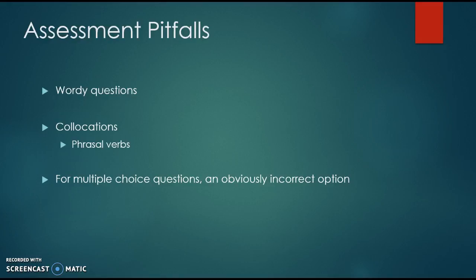Likewise, we want to think about our use of collocations and phrasal verbs very carefully. Now, sometimes if you're teaching collocations and phrasal verbs, of course, you're probably going to assess collocations and phrasal verbs. But if you're not specifically assessing their knowledge of collocations and phrasal verbs, you might want to avoid them.